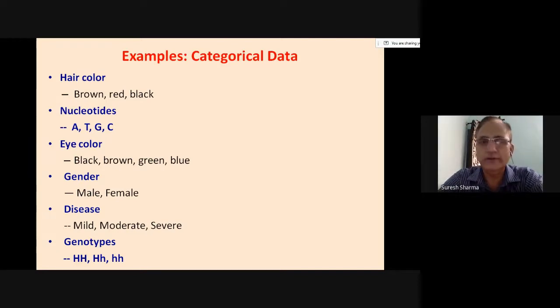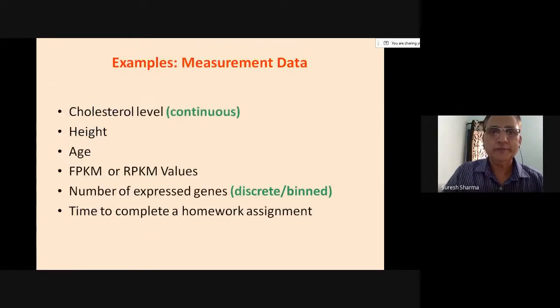Then eye color can be coded as 1, 2, 3, 4. Gender can be coded as 1 and 2. Disease, mild, moderate, severe, you can write 1, 2, 3. Genotypes, depending upon which one is dominant, which one is recessive, you can write 0, 1 and 2. So all this kind of data, which is in the form of label, easily convertible into numeric form, comes under what is called the categorical data. And this is self-explanatory measurement data, already explained: cholesterol level, height, age.